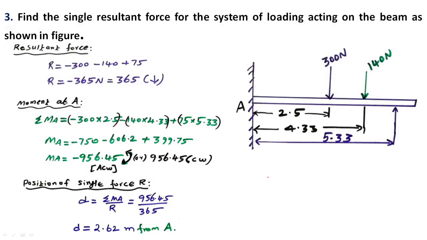Now we want to find the resultant force of the given beam. Downward direction is negative and upward is positive. So minus 300 minus 140 plus 75 gives minus 365 Newton. This sign indicates only the direction of the load: minus means downward, plus means upward. So the 365 Newton load acts in the downward direction.